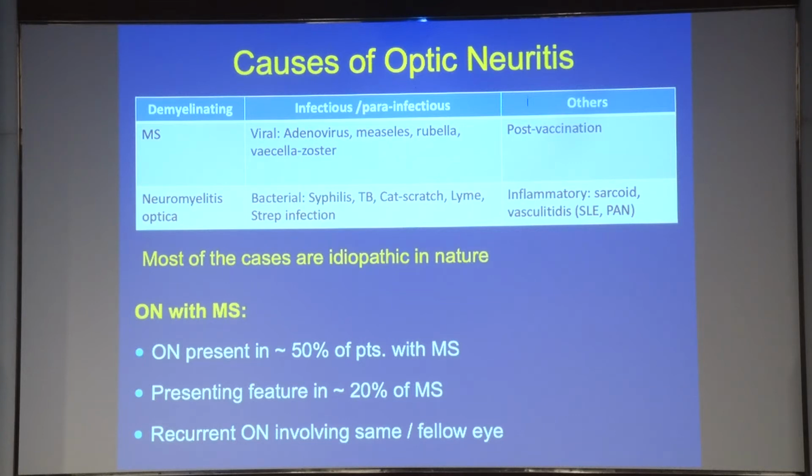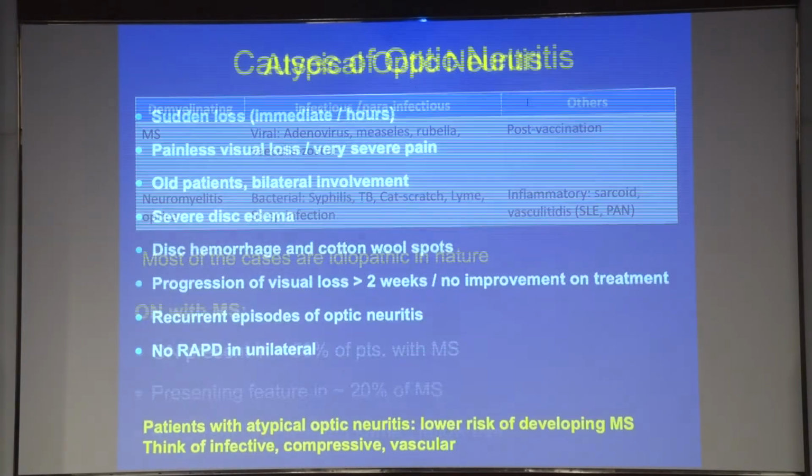So it was seen that optic neuritis as a part of MS was present in 50% of the patients, and optic neuritis as the presenting feature for patients who eventually went on to develop multiple sclerosis was almost 20%. And recurrences, of course, were seen, in the same or the fellow eye.